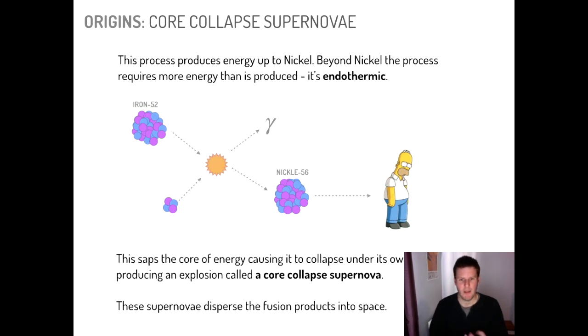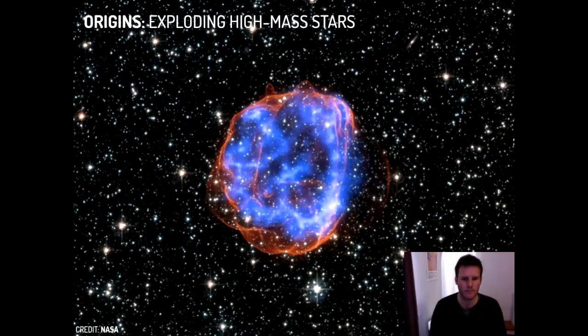Now it's worse than that because the process is endothermic beyond nickel. The star doesn't know to stop, and so it actually tries to fuse beyond nickel. But this saps the core of energy, meaning it no longer has any pressure to support itself, and it rapidly collapses underneath its own gravity in an explosion called a core collapse supernova. Now these core collapse supernovae themselves are really important because they disperse all of the elements which have been forming in this star into space, where they can be locked up into a new generation of stars.